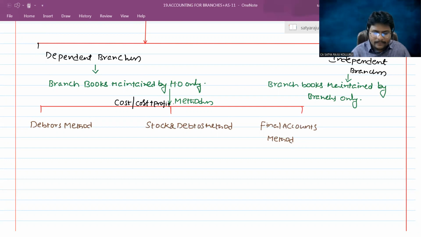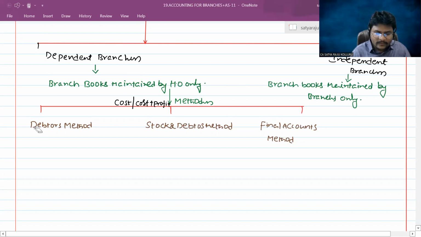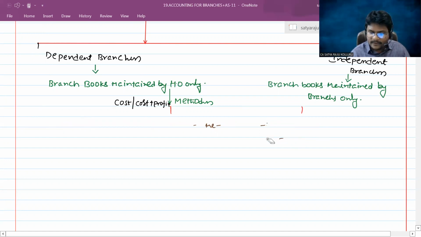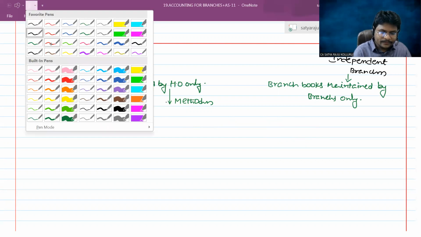Okay, I'll construct this diagram in a better manner. Just give me some time. I'll rub this. Just a second. So I'll add such things as well. One second.